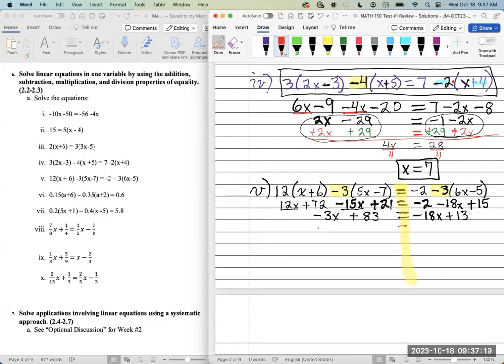Do whatever you want to both sides. Show us what you're doing. I'm going to add 18x to both sides. I'll do this one in 2 steps. 18 minus 3 is 15. So the right side becomes 15x plus 83 is the same thing as 13. Next step, I would subtract 83 from both sides. Left side becomes 15x.